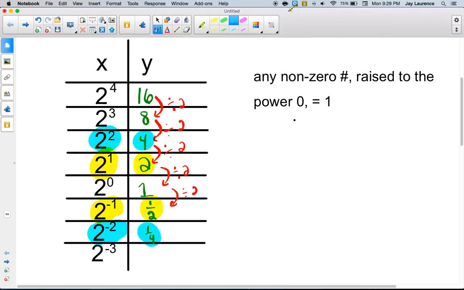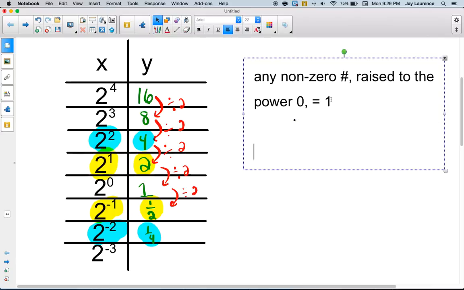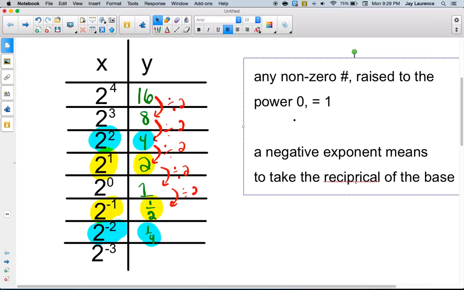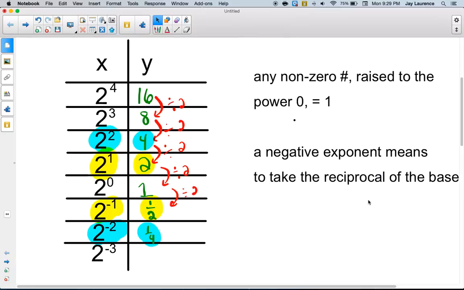Yeah, so a negative exponent, sounds like Mr. Lawrence can say something very important here. A negative exponent means to take the reciprocal of the base. Reciprocal of the base. So 2 to the negative second is the reciprocal of 2 to the second.